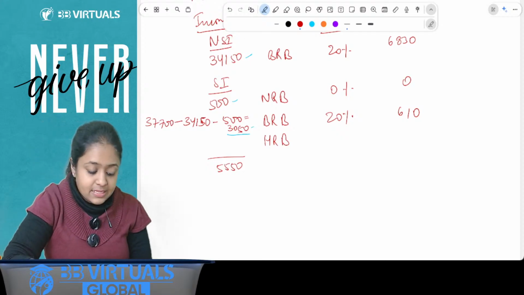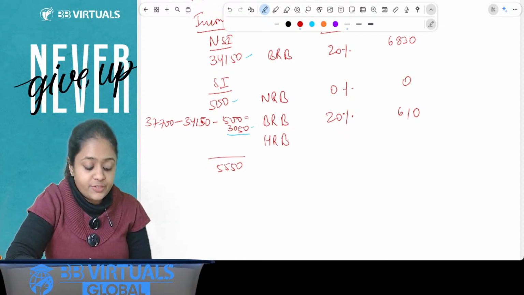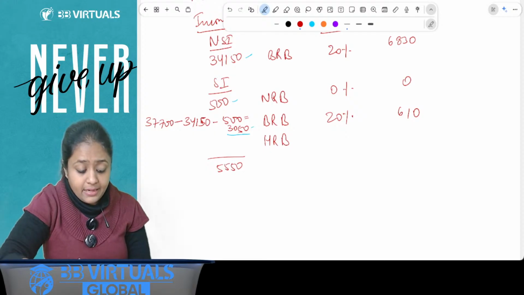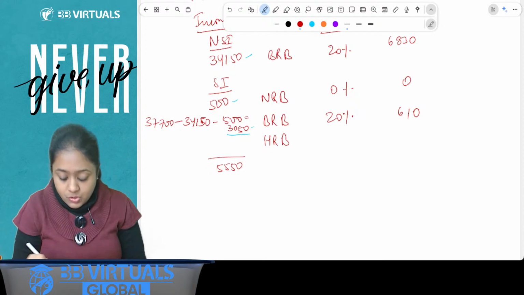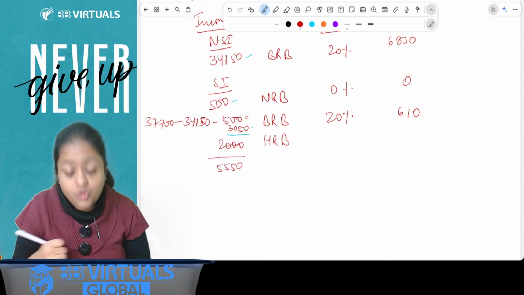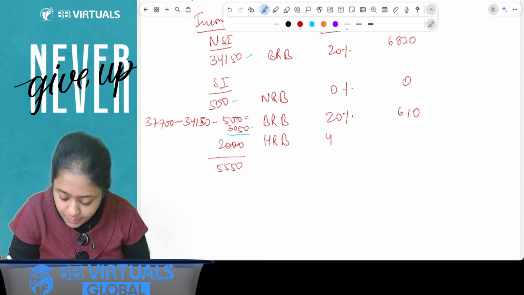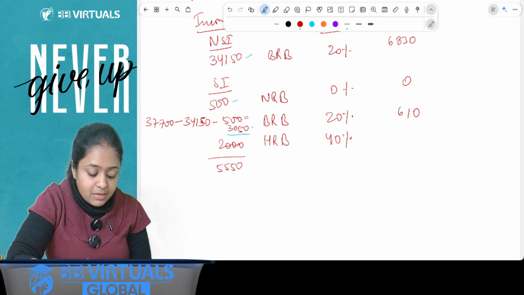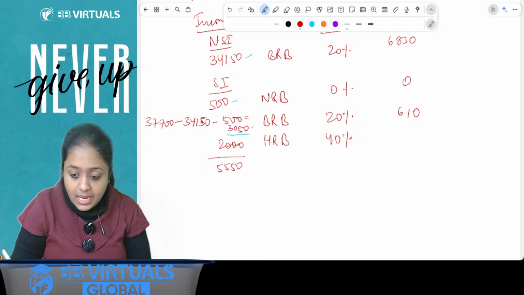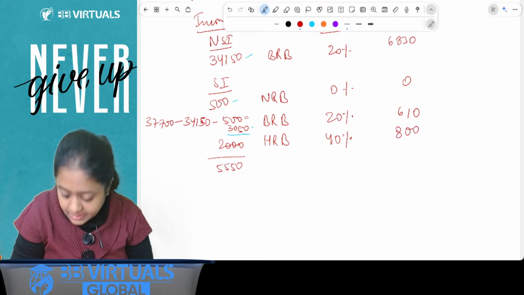So total savings income is 5550, out of which 500 is the nil rate band and 3050 is the basic rate band. So remaining 2000 will go to HRB and that will be taxed at 40%. So the tax will be 2000 multiplied by 40% and we get here 800.